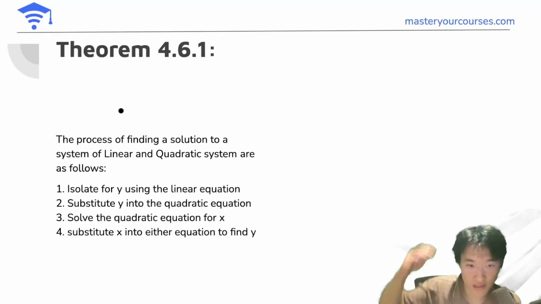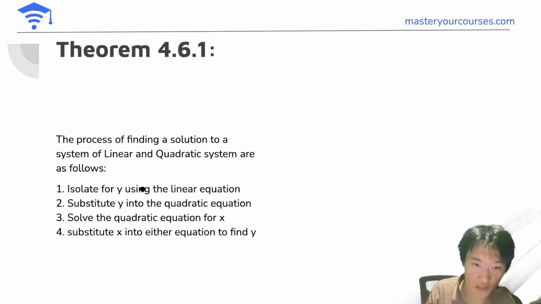The process of finding a solution to a system of linear and quadratic equations is as follows. You isolate for y using the linear equation, you substitute it into the quadratic, you solve the quadratic, and then substitute x into either equation to find y. So you're using the substitution method that you learned in the linear systems.